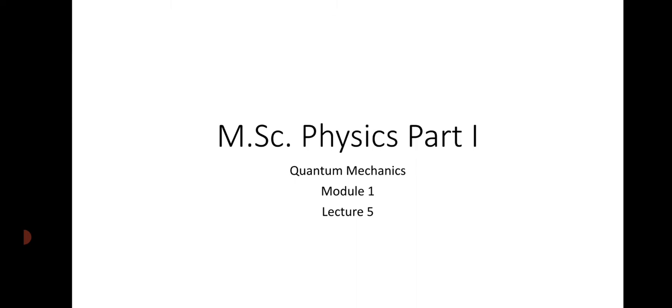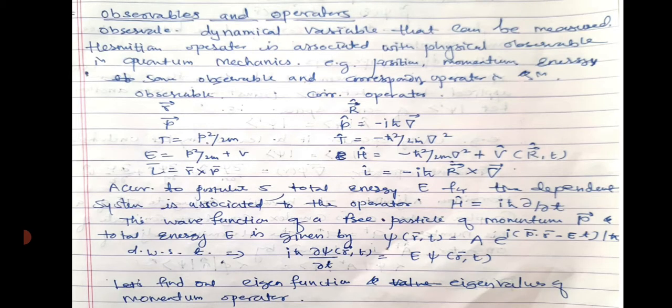This is our fifth lecture of the quantum mechanics course. So, we are going to study module 1 that we already started. In this lecture, we are going to study observables and operators. So, first of all, observables.